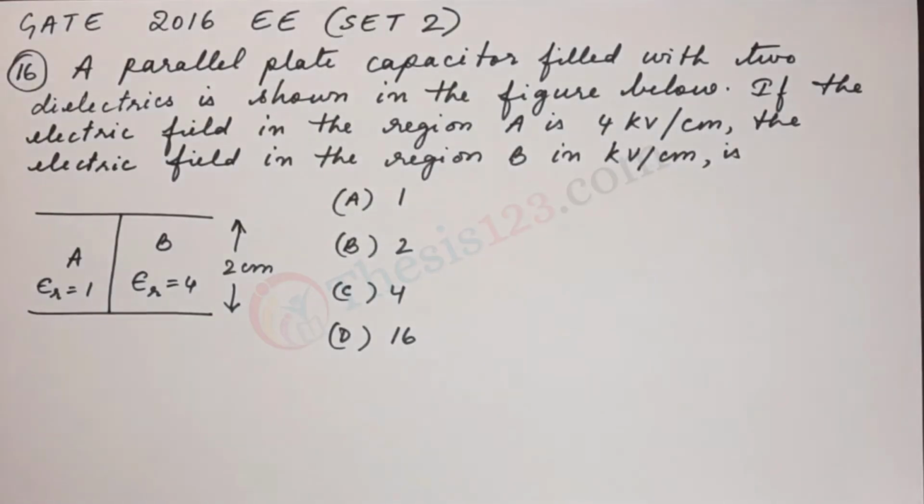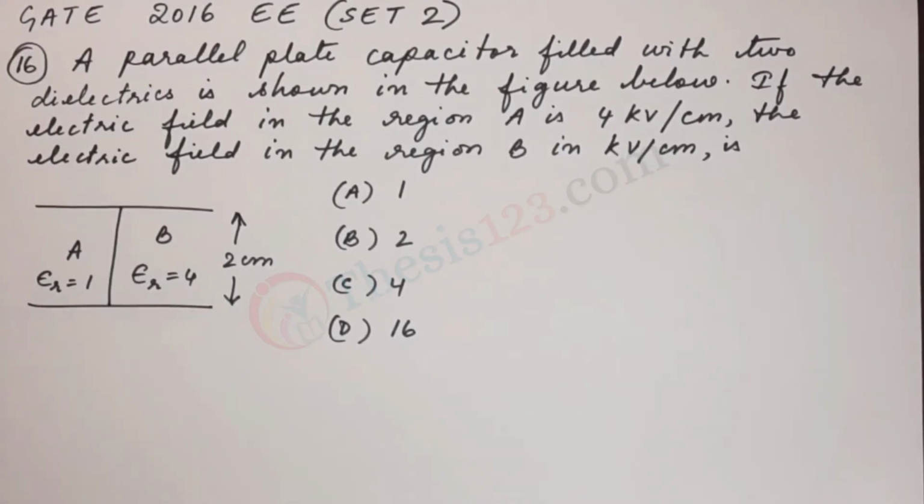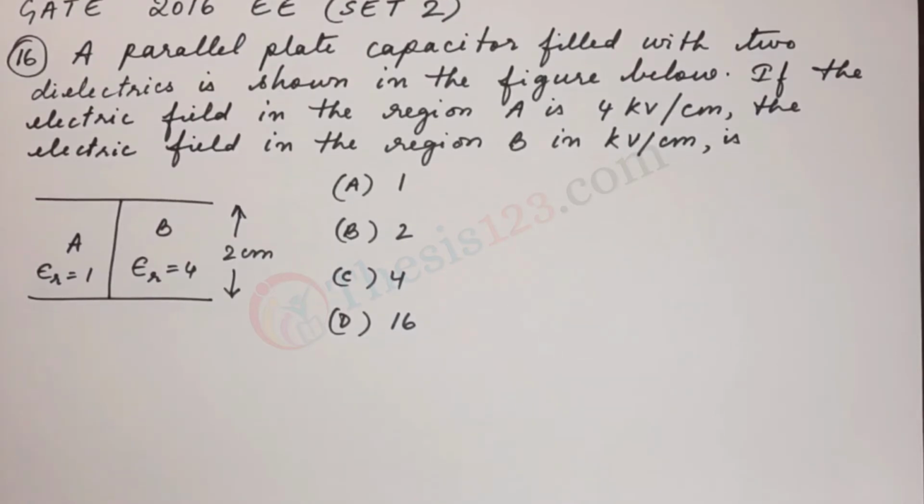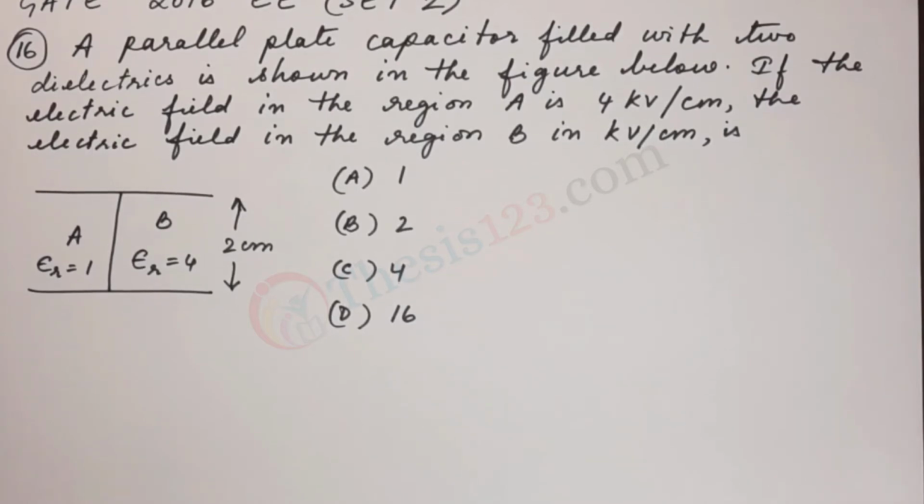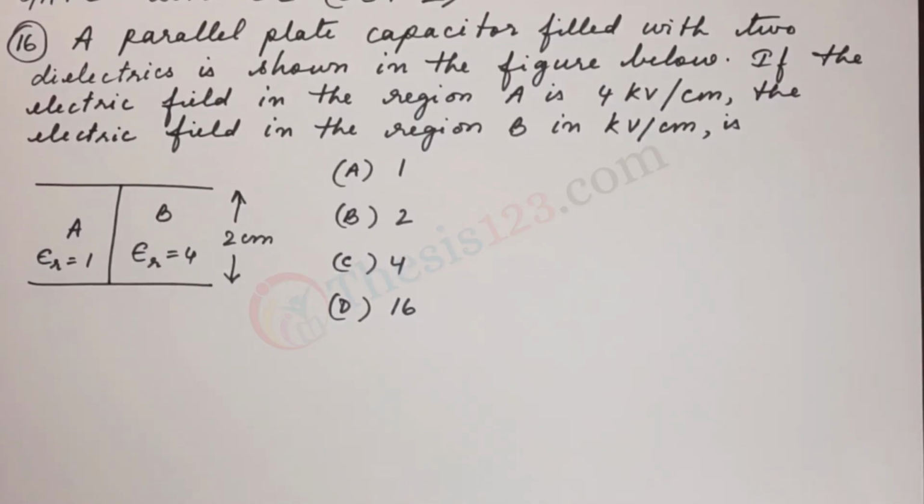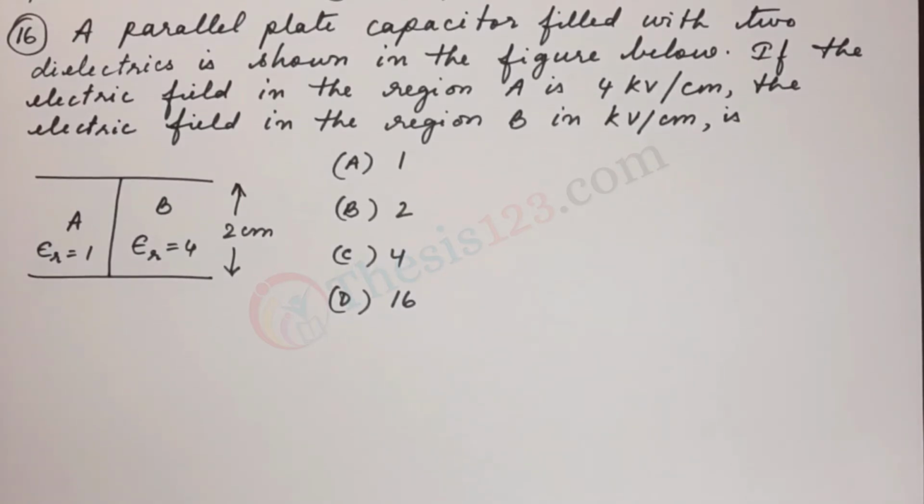Here's the next question, number 16. A parallel plate capacitor filled with two dielectrics is shown in the figure below. If the electric field in the region A is 4 kilovolts per centimeter, the electric field in the region B in kilovolt per centimeter is A, B, C, D. So we have 4 options.